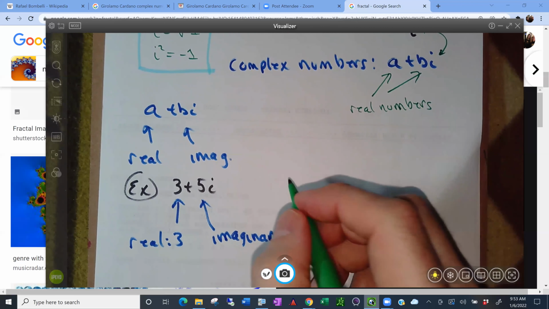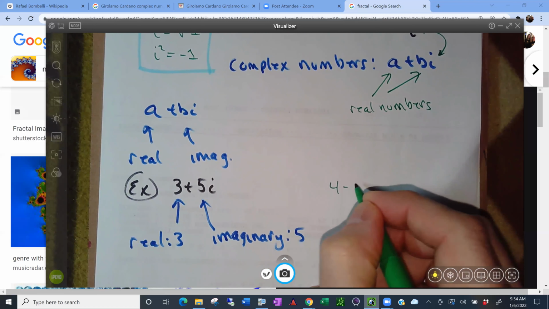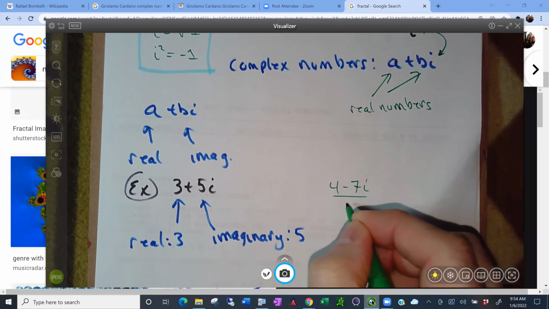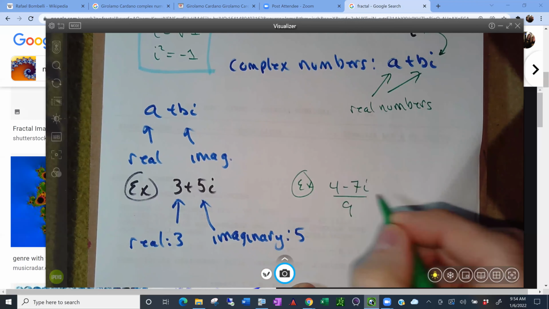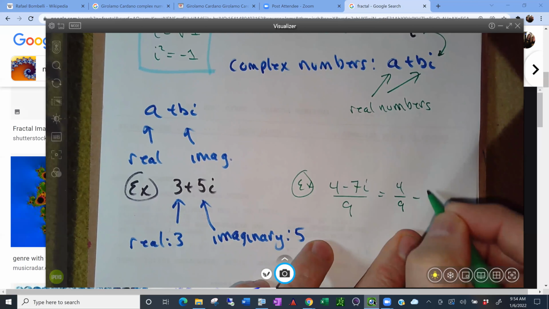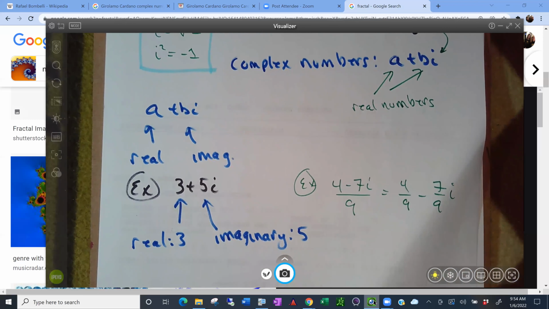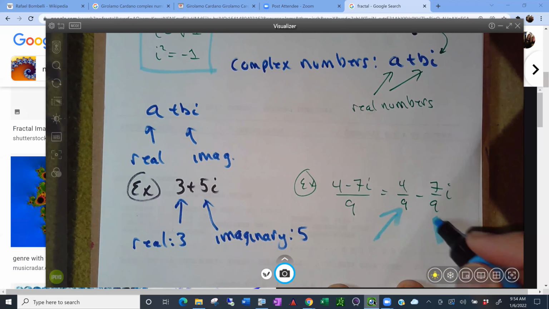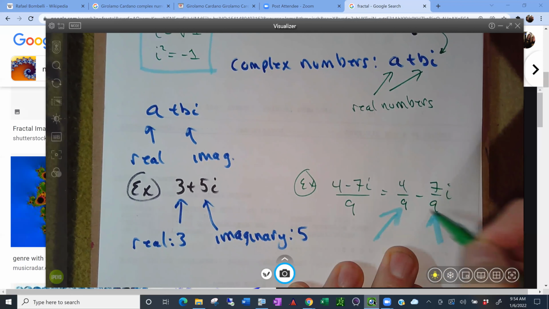Now, sometimes you'll be asked to do a little bit more thinking than just that. So you could have 4 minus 7i over, say, 9, something like that. The first thing you would do is break it up into 4 over 9 minus 7 over 9 times i, like that. And now you can peel off the real and imaginary parts. Of course, that's your real part, and that's the coefficient of the imaginary part, just the minus 7 over 9 times i.